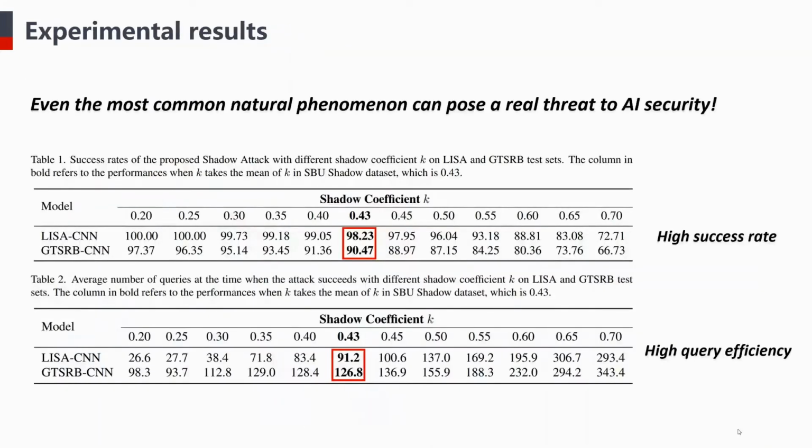Our evaluations on LISA and GTSRB datasets show that our attack is highly successful with high query efficiency, which tells us that even the most common natural phenomenon can pose a real threat to AI security.